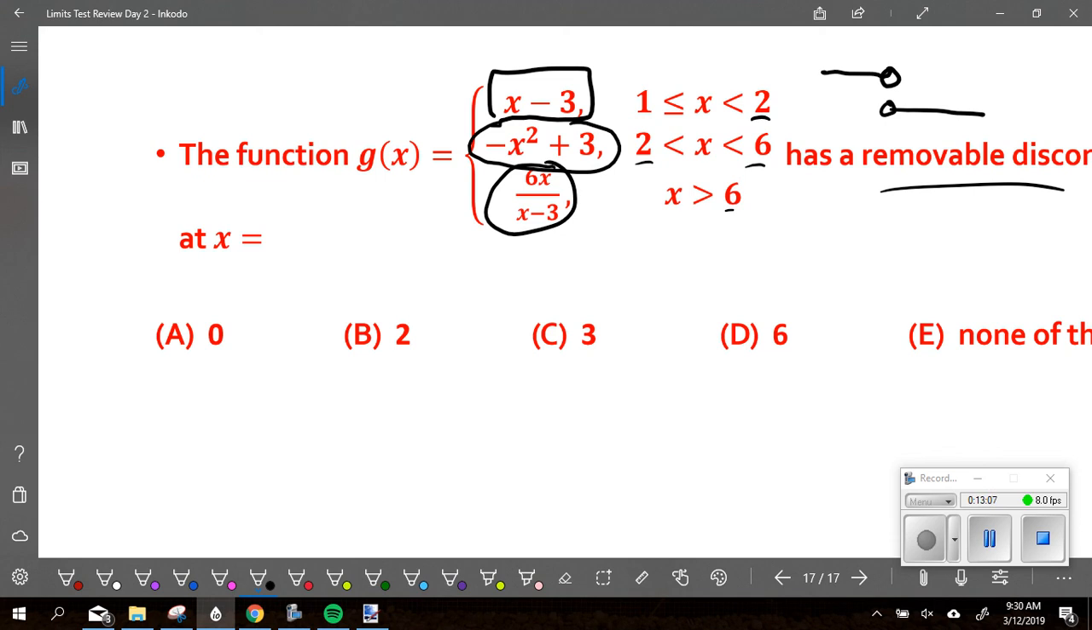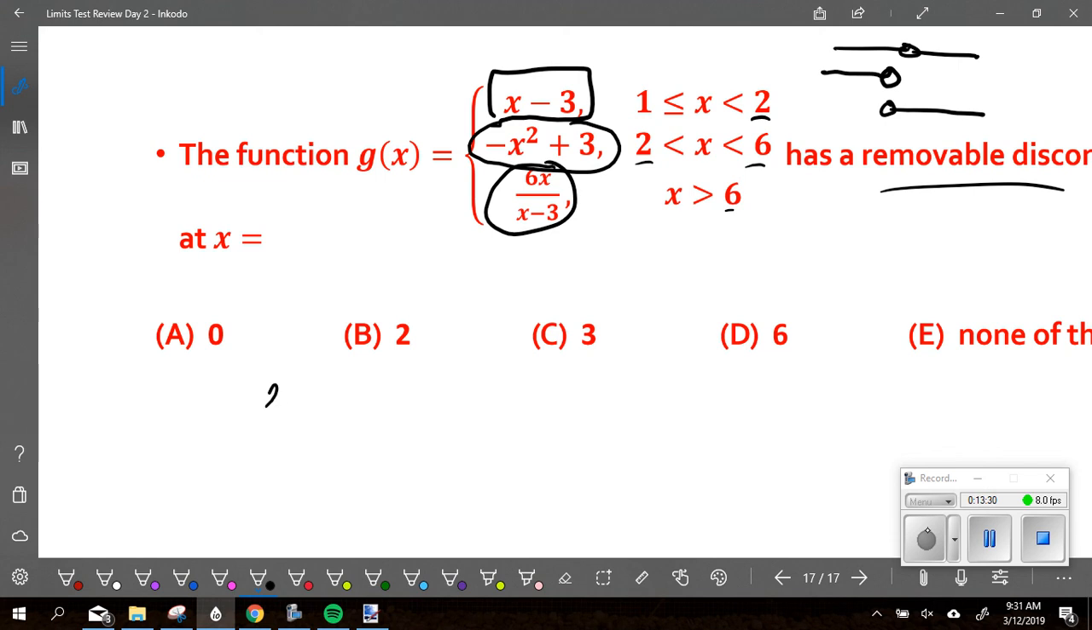Is that a hole? No. What is that? That's a jump. That is not a removable discontinuity. Is this a hole? Yes. So what needs to be true about these 2 equations at 2 for it to be a removable discontinuity? They have a limit. They need to be equal to the same value.